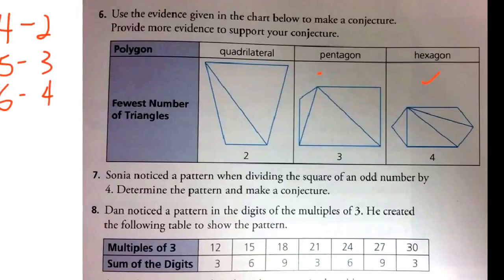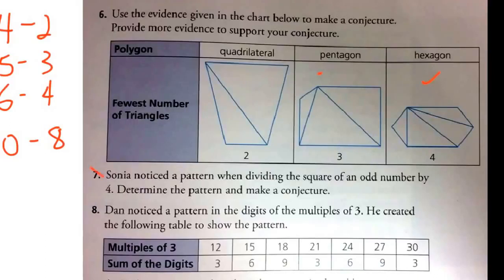So you can see the pattern is here. It seems to be that as we increase more and more sides, we're getting 2 less triangles. So if our question was how many triangles would a 10-sided shape be, our conjecture then would be 8. We'd have 2 less triangles than the number of sides. So that's just a fairly easy example.